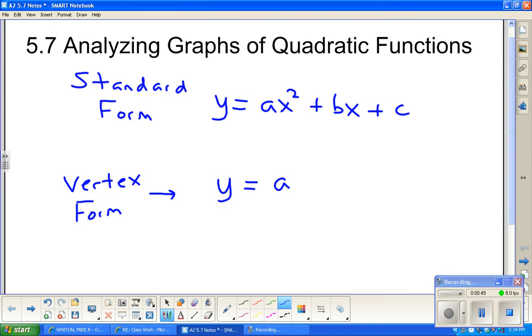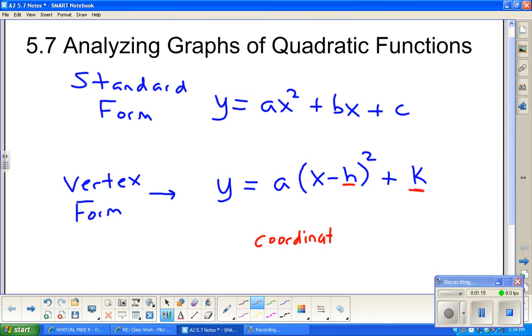You still have the a value in there, but then they introduce this h and this k. It's a times x minus h, the whole quantity squared, plus k. And why it's helpful is that you can find the vertex of the graph very easily. This h and this k are actually the coordinates of the vertex.